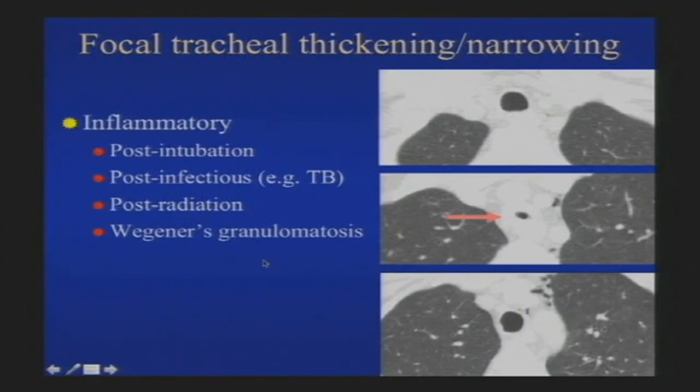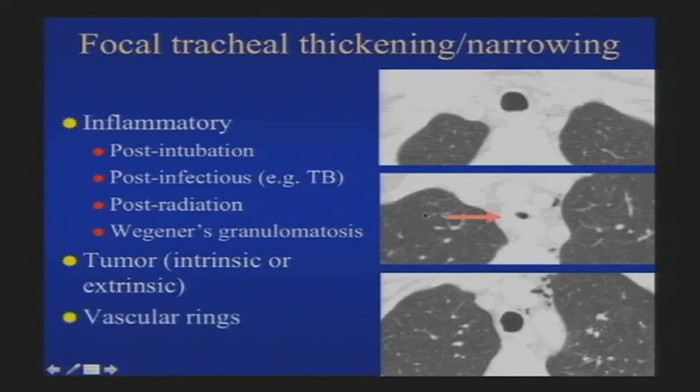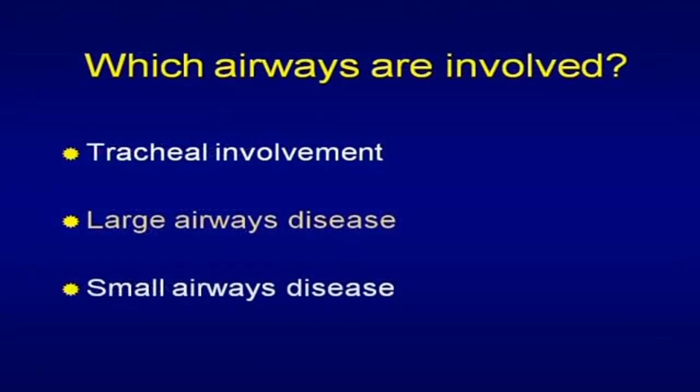You can think of other things, tumors of the trachea itself, like adenoid cystic or mucoepidermoid, or tumors outside the trachea, either invading in or compressing it, such as esophageal tumors. And then don't forget vascular rings as a cause of tracheal narrowing. So that's the trachea, pretty straightforward. Thickening or narrowing, determine if it's diffuse or focal, and then determine your differential based upon the distribution.